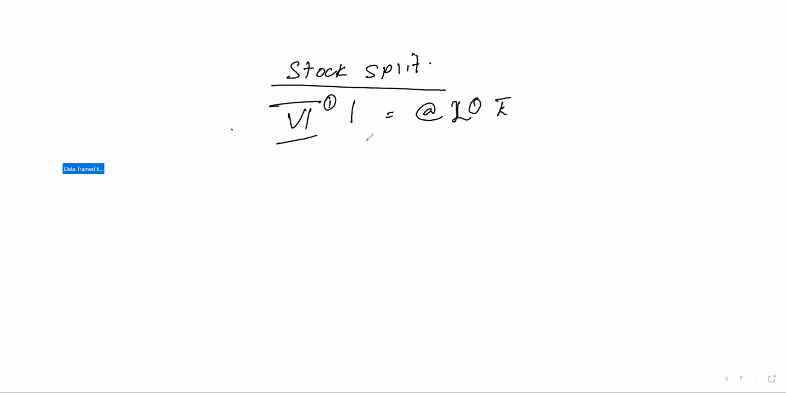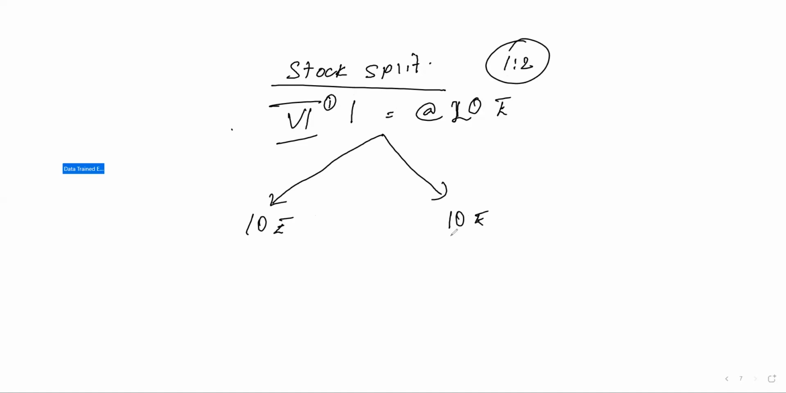When the company has announced a stock split, this one share will be split into two equal parts of 10 rupees each. So let's say the company has announced a 1:2 stock split. It means that your one share will be converted into two shares of 10 rupees each.